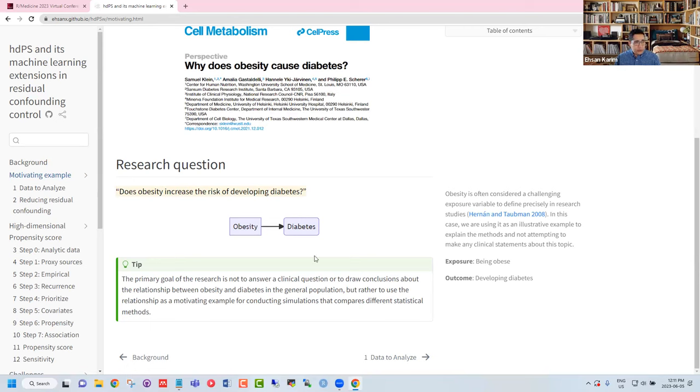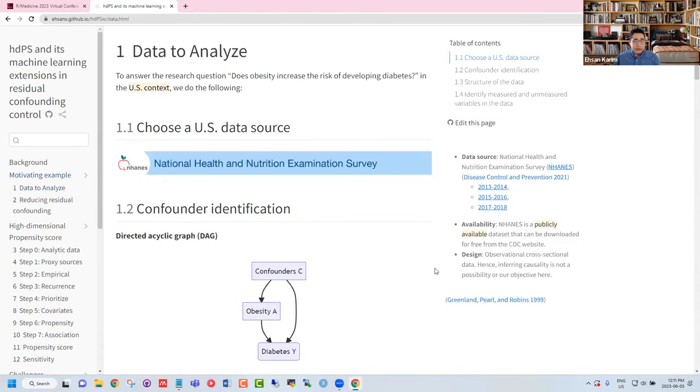So to answer this question, say, for example, we want to understand whether obesity increases the risk of developing diabetes. We want to look at a data source that we can analyze to get some answers. Within the US context, we are using an open data source that anybody can go to the website and download. That data source is NHANES, which stands for the National Health and Nutrition Examination Survey. It has been collected by the US government and the US CDC.